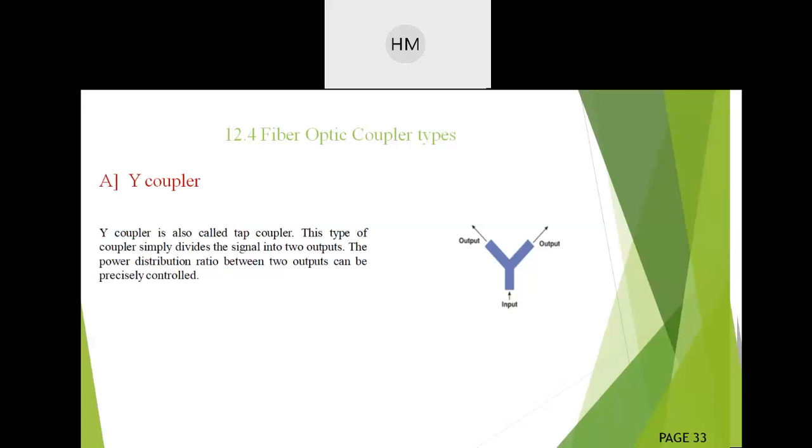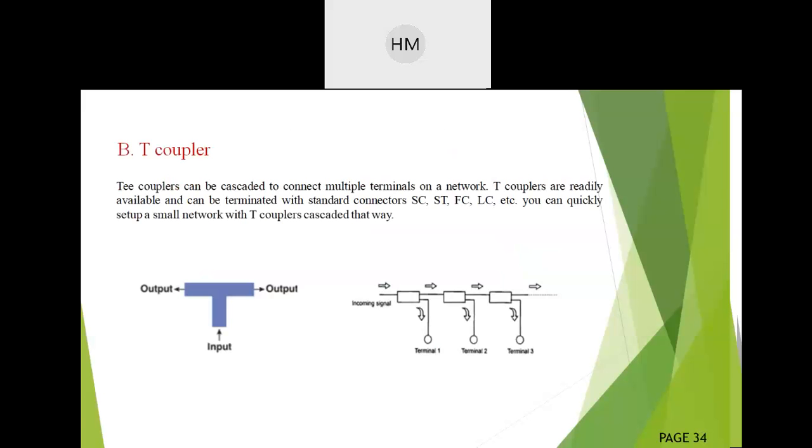This is again a variety of coupler. Y type of coupler, where we have one input and two outputs. You can draw this. The Y type of coupler is also called a tap coupler, which has a single input and two outputs. It is divided. Next is the T coupler. You can draw this diagram. T coupler.